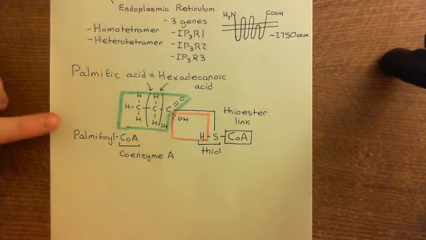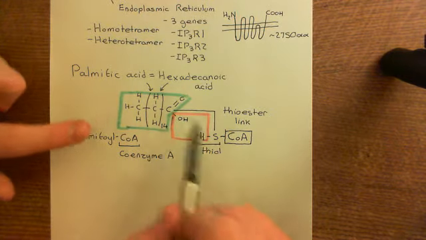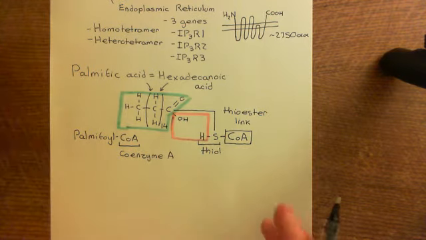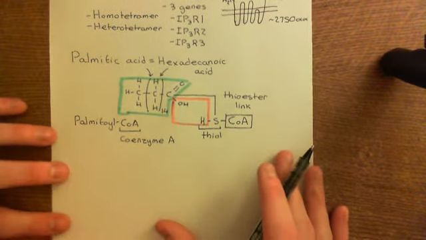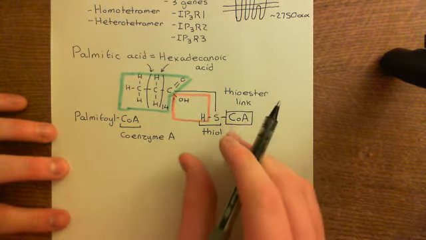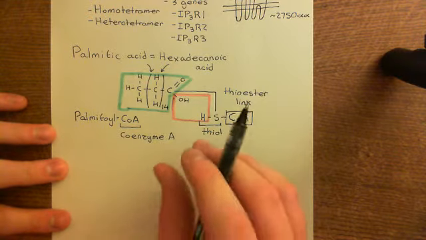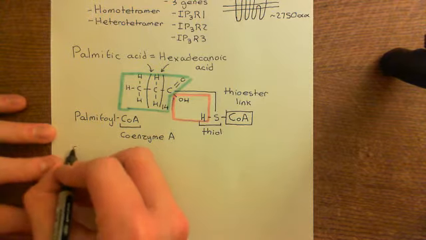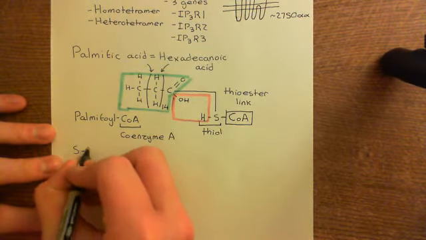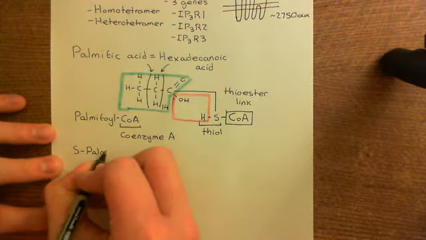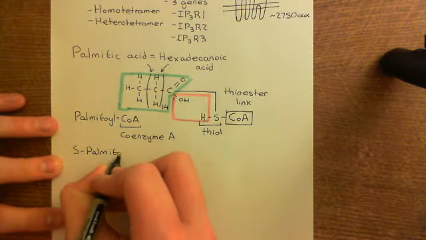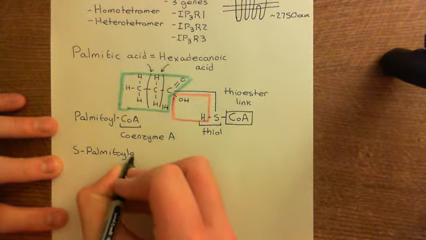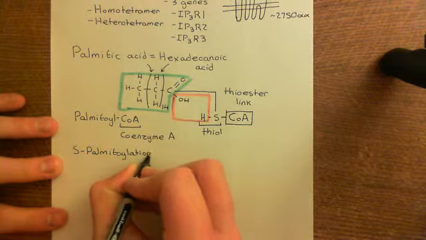Okay, so that's the logic in calling this palmitoyl coenzyme A, because you've got a palmitoyl group attached to coenzyme A. Right, so it's palmitoyl coenzyme A molecules that you're going to use to palmitoylate proteins. Now, the type of palmitoylation we're going to discuss is called S-palmitoylation. There is another form of palmitoylation known as N-palmitoylation, but it's far less common.